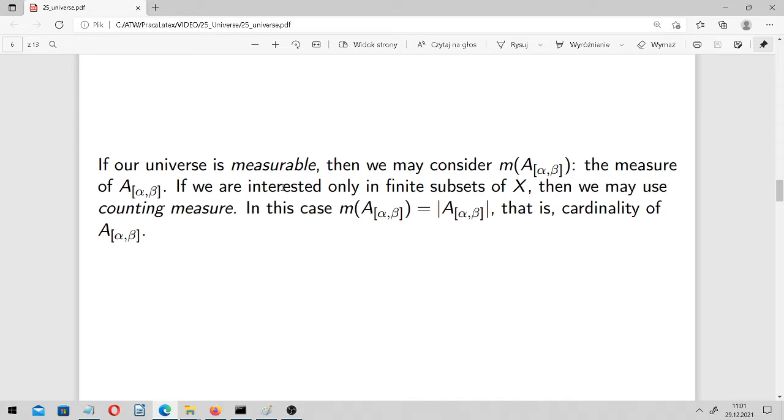And if we are interested in a finite subset of X, then we may use the counting measure. So in fact, this would be just cardinality. In the case of infinite sets, this cardinality will be just plus infinity, or maybe aleph 0, or any other infinite cardinality.